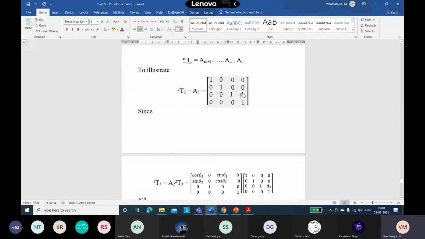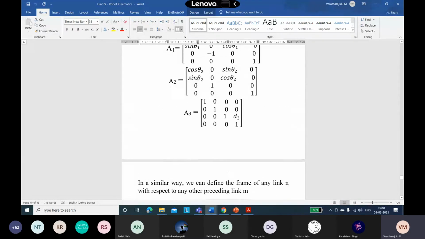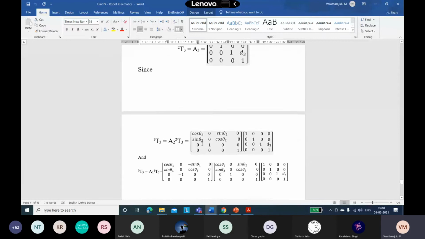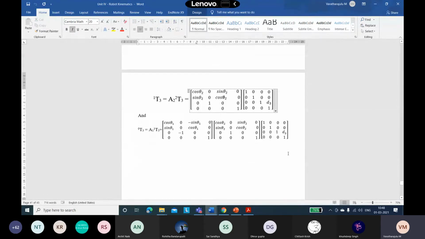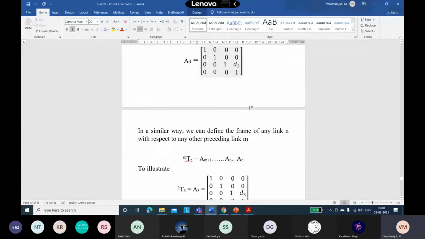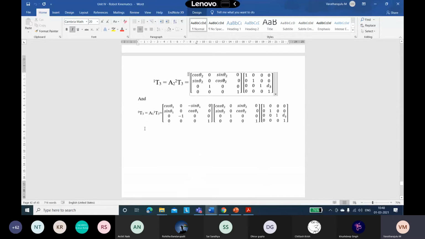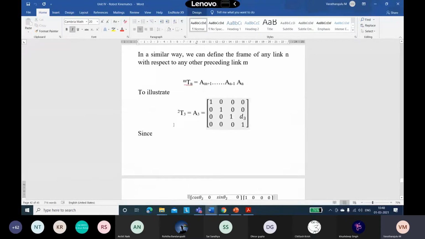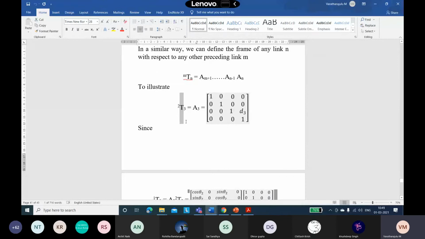And what I am going to do is multiply this matrix with the earlier matrix, which is A2. I am going to multiply these two matrices. Once the matrix multiplication is over, then we need to multiply with this A1, and this is the resultant of three different matrices, once we are getting T 2 to 3.